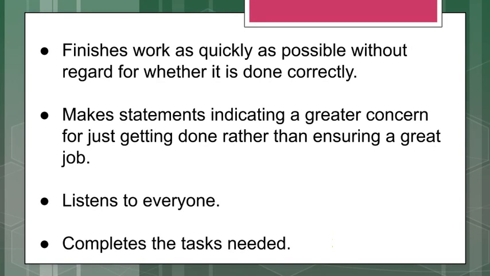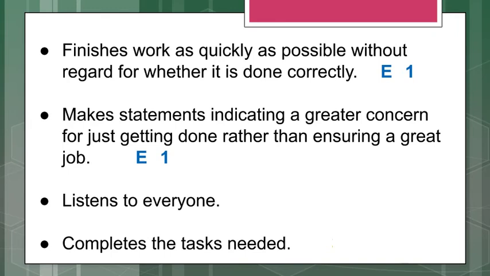Number 7 finishes work as quickly as possible without regard for whether it is done correctly, which falls under the dimension expecting quality, and is represented by the letter E. This would be a low level of performance or a score of 1. We then will take a look at the behavior of make statements indicating a greater concern for just getting done rather than ensuring a quality job. The CATME dimension that this behavior represents is expecting quality, and would receive a score of 1 for low performance.